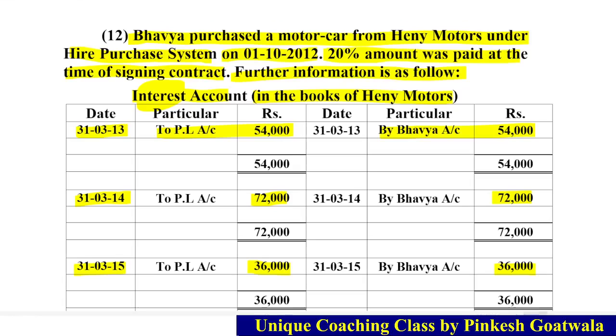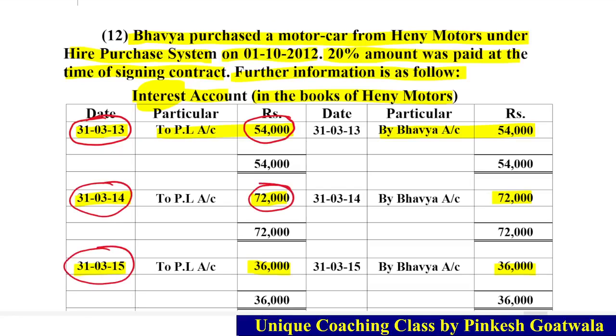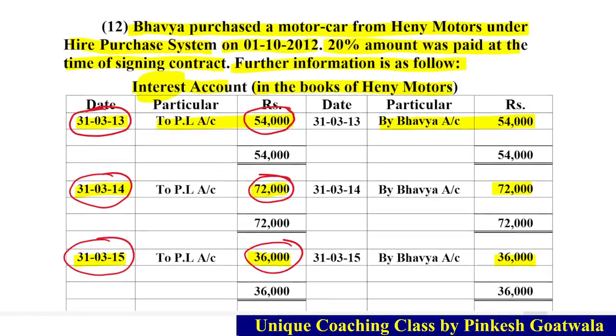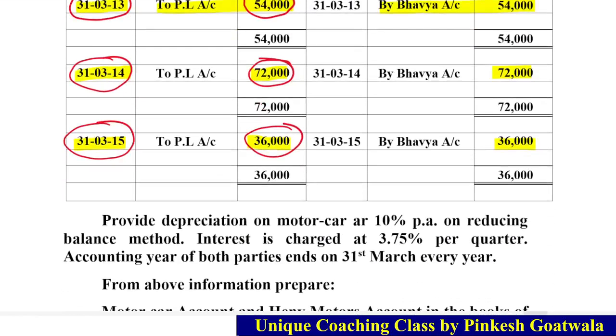So indirectly from this account what you come to know, what you will get, is that on 31st March 13 the amount of interest is 54 indirectly. Okay, same in 31st March 14, 72,000 interest, 31st March 15 interest is 36,000. Clear? So you will get the amount of interest from the interest account given in the question. And let's see another information.